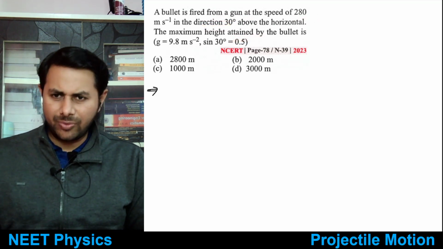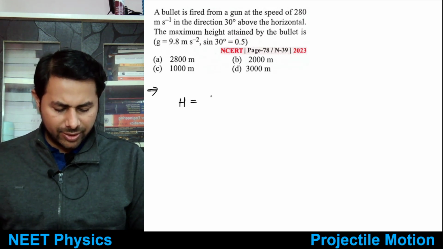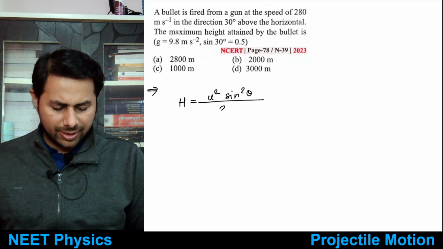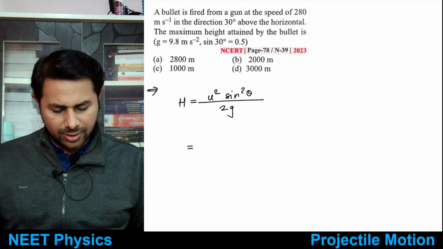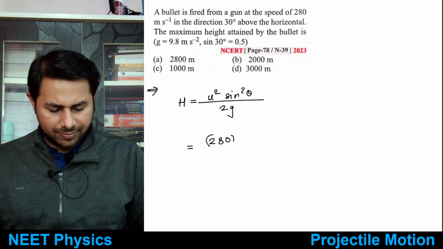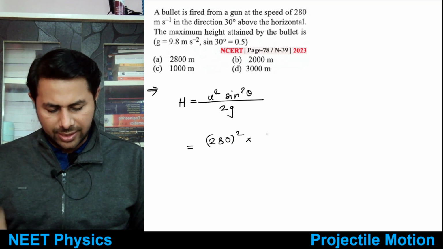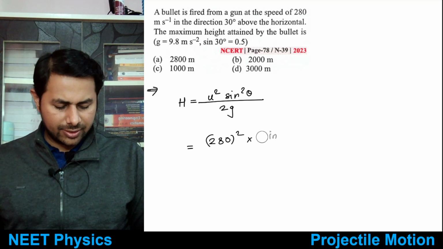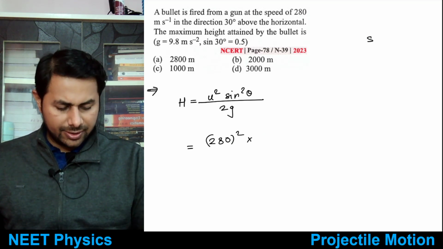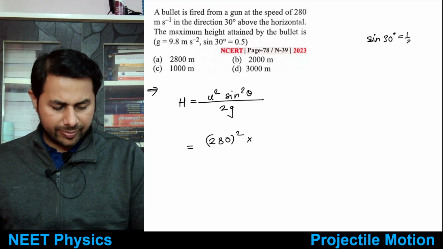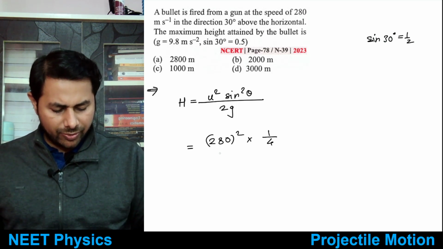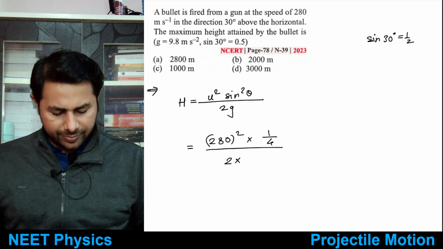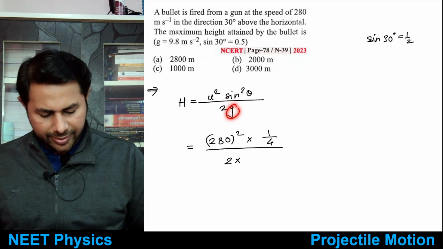So here the direct formula is applicable. H is equal to what? u² sin²θ divided by 2g. So that is 280 squared times sin² of 30 degrees. What is sin 30? Sin 30 is half. So the square of that will be 1 by 4, and then use 2 times of this. g is 10, right?